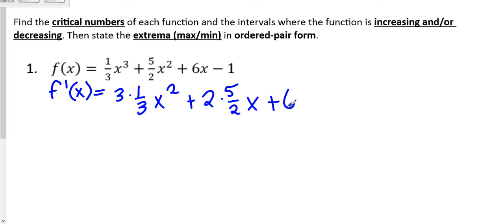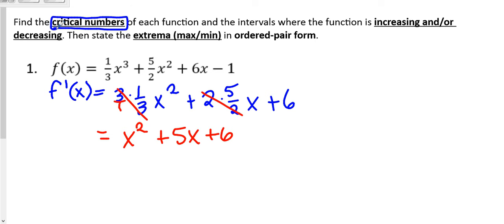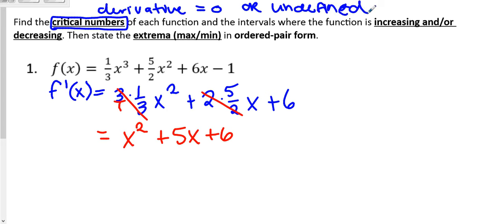6. Now if you look at our denominators and what we multiplied by, this is really 3/1. So these 3's cancel out. And we just have x squared. Over here the 2's cancel out. We have plus 5x plus 6. And once we've taken a derivative, to find our critical numbers are where the derivative is equal to 0, or undefined. Nothing in this derivative could make it undefined, so we are only setting this equal to 0.